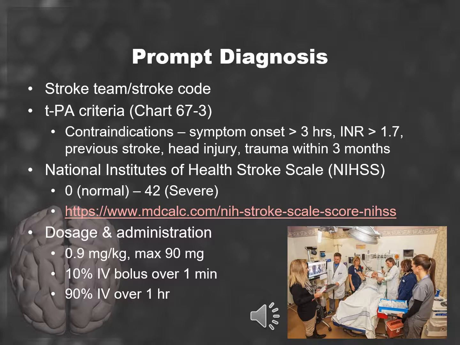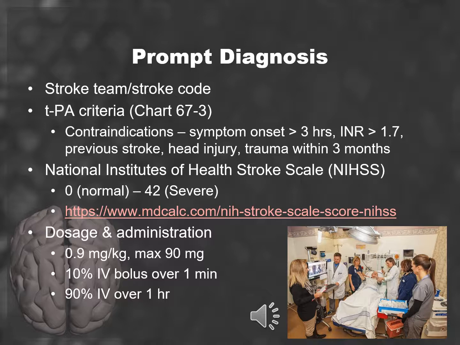Another thing that we look at is potential contraindications for it. So contraindications can include things like it being greater than 3 hours since the time of onset, an increased INR, them having a previous stroke or head injury or trauma within the last 3 months. So if they don't meet these criteria, they're immediately considered for a different method of treatment for that stroke.